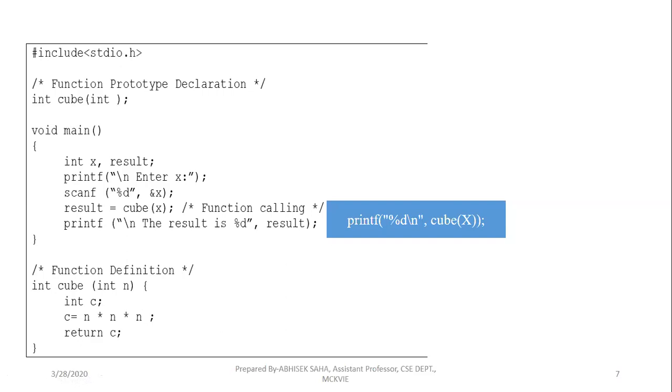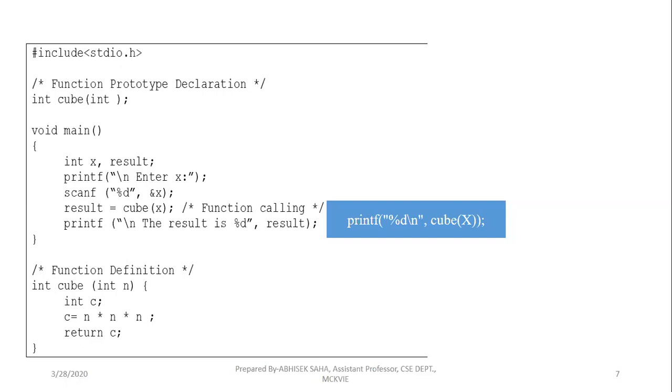And another important thing I must mention over here, a function cannot work on its own, which I already mentioned. It must be called by some other function. The function which is calling the function is called the calling function, and the function which is called is the called function. In this example, main is the calling function, cube is the called function. Hopefully it's clear.